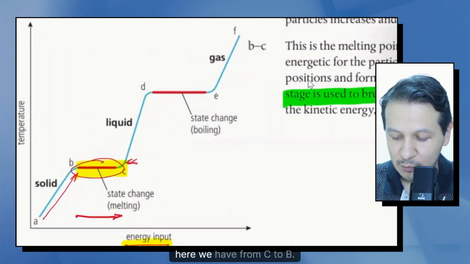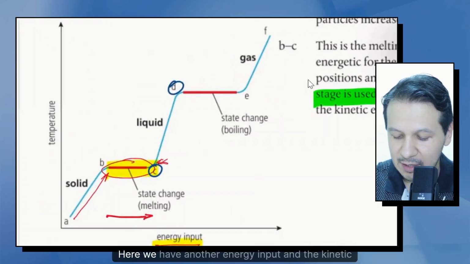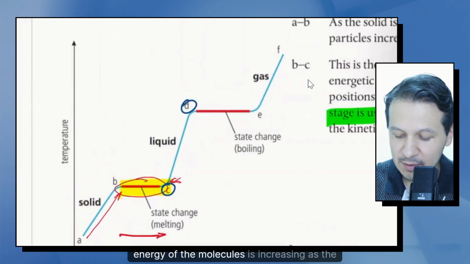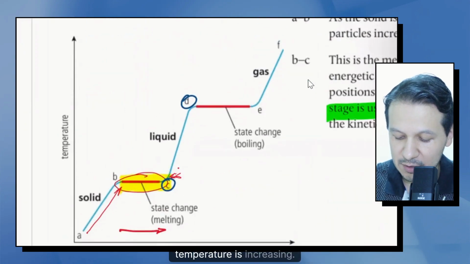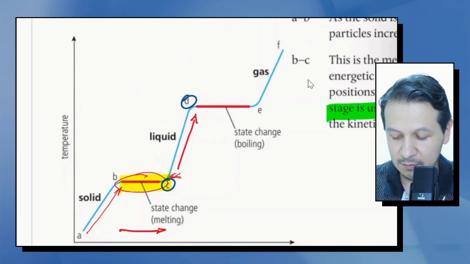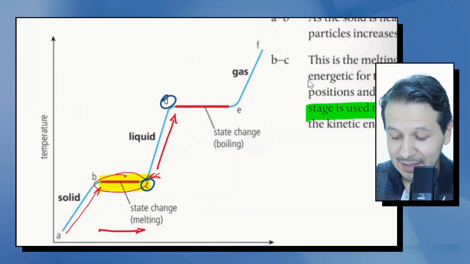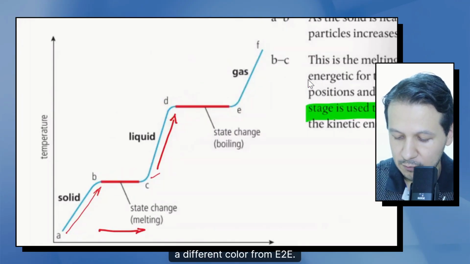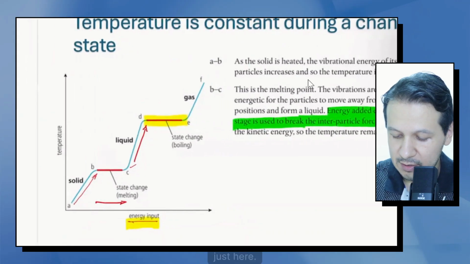Again, from C to D, here we have another energy input, and the kinetic energy of the molecules is increasing as the temperature is increasing. You can see very easily in this graph, in this part from C to D. So this is increasing, but again, something happened here from D to E, a different color. And I will show you this just here.